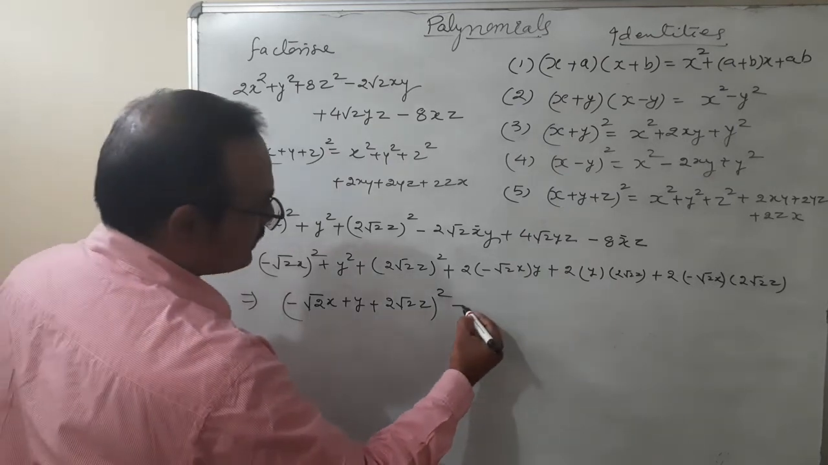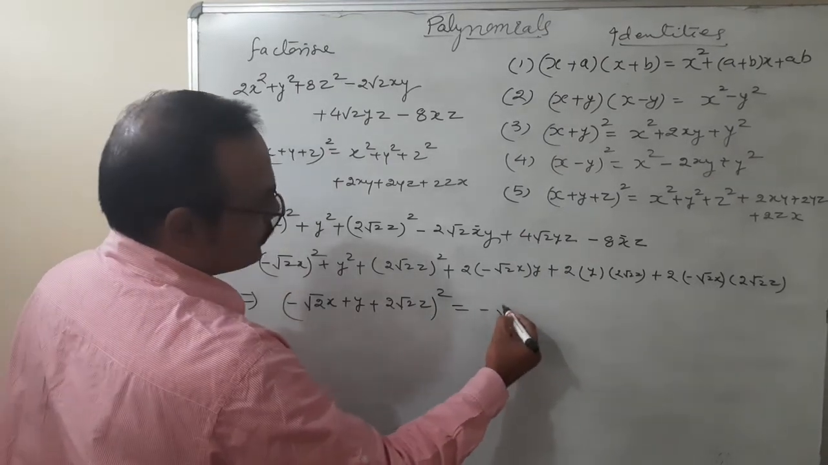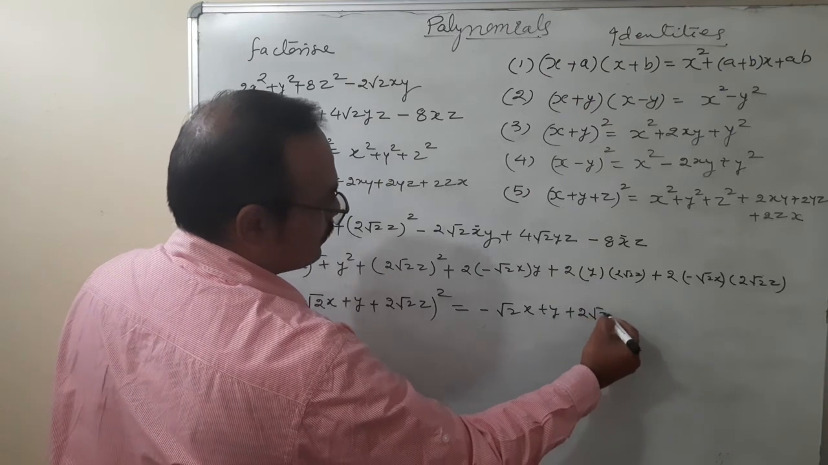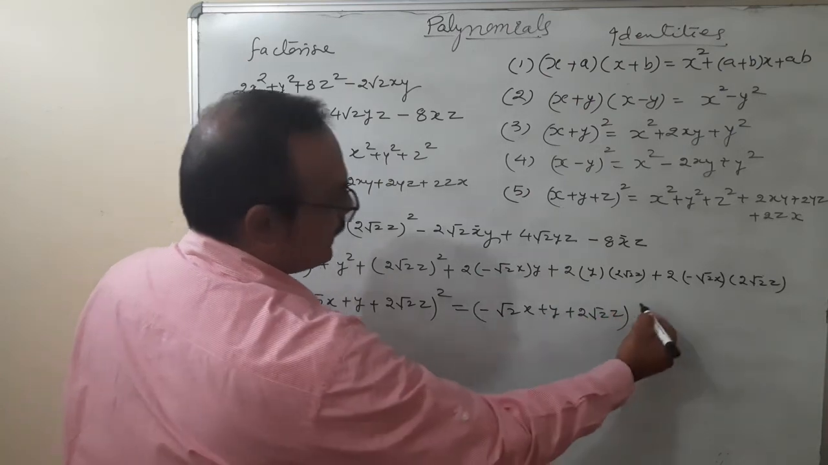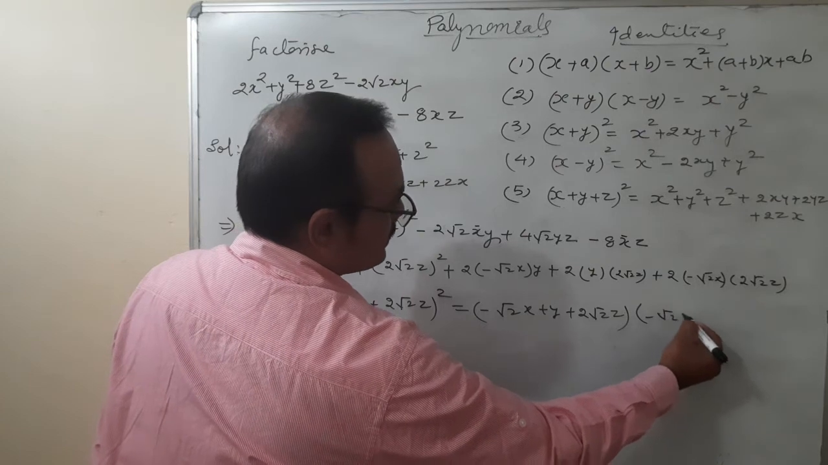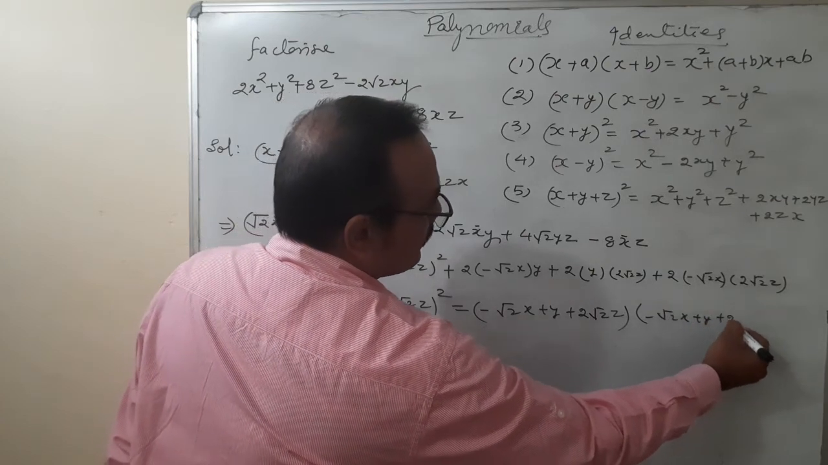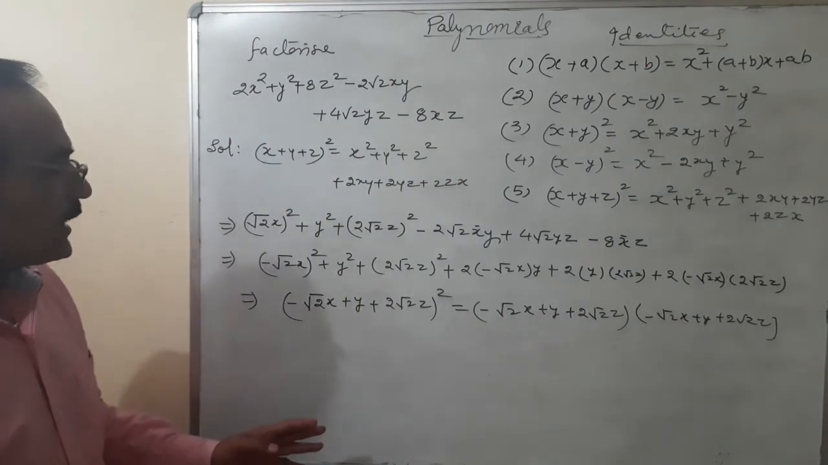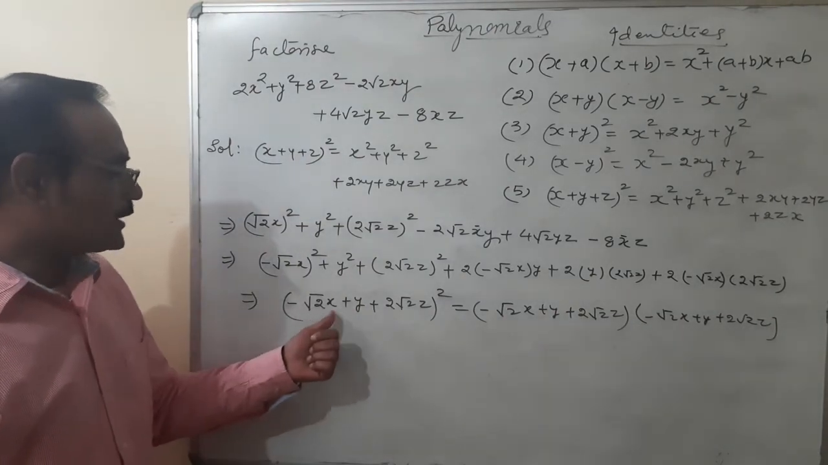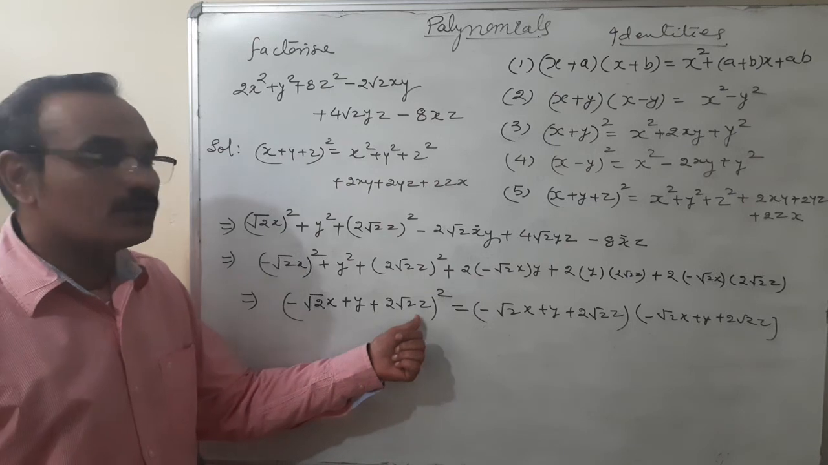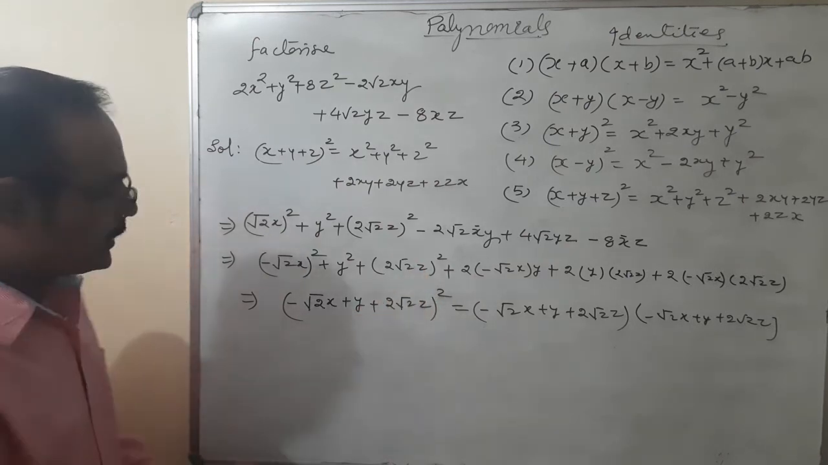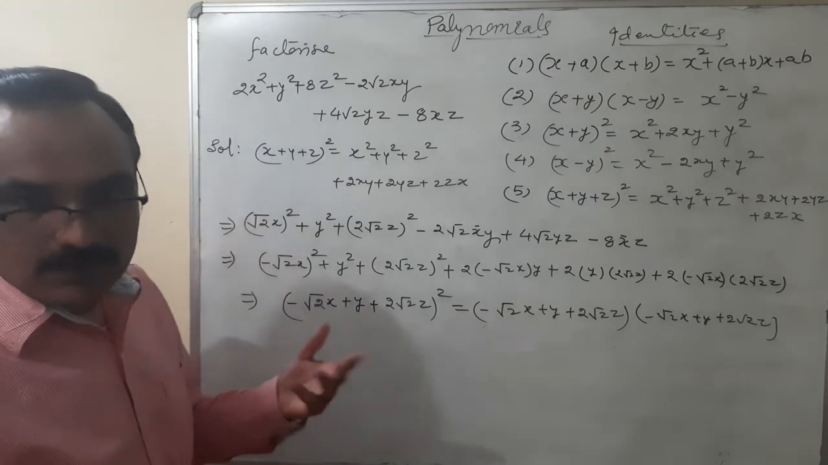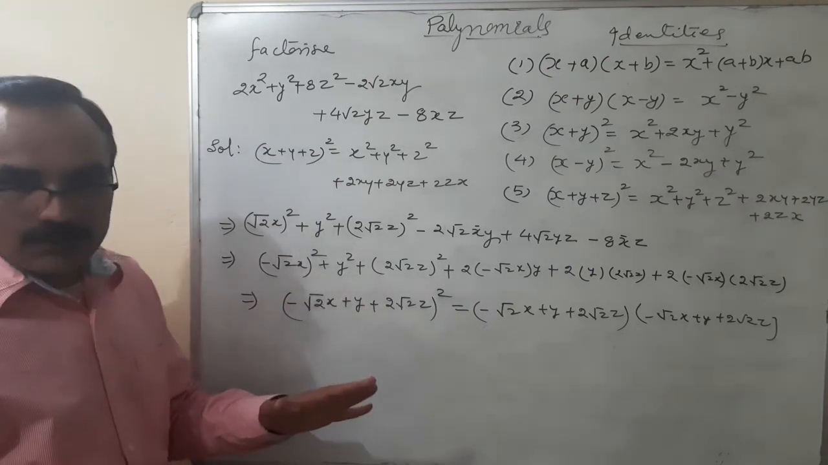And what is the meaning of this term? Minus root 2x plus y plus 2 root 2z, and in the second bracket also minus root 2x plus y plus 2 root 2z. That is one. Or in other words, I can write the answer as root 2x minus y minus 2 root 2z whole square, because when I take the minus sign common here, minus 1 whole square becomes plus 1. So both the terms are possible.